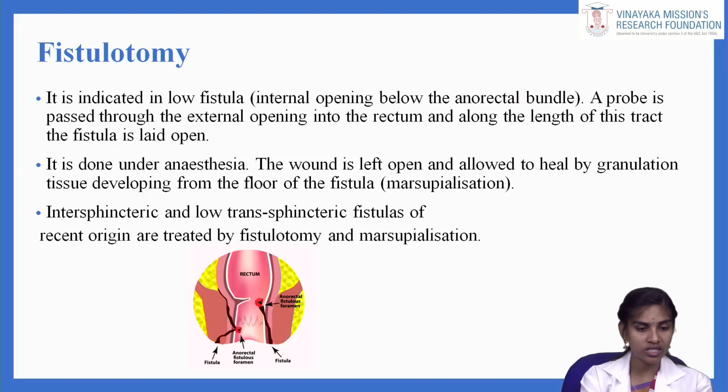A probe is passed through the external opening into the rectum, and along the length of this tract the fistula is laid open. It is done under either spinal anesthesia or general anesthesia. The wound is left open and allowed to heal by granulation tissue developing from the floor of the fistula. Intersphincteric and low transsphincteric fistulas of recent origin are treated by fistulotomy or marsupialization.